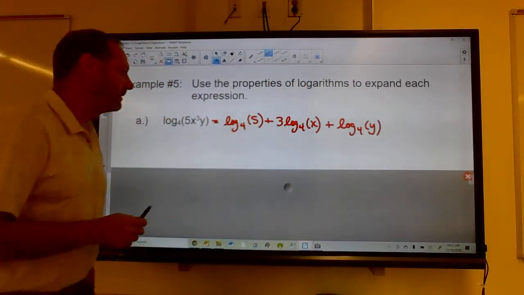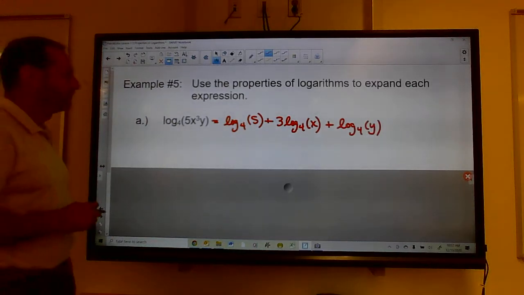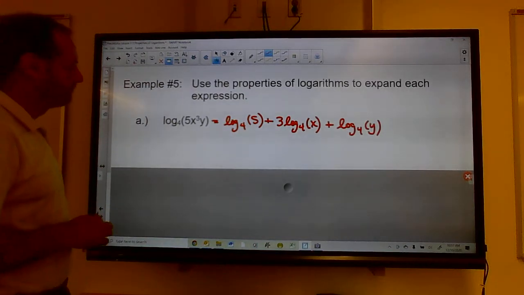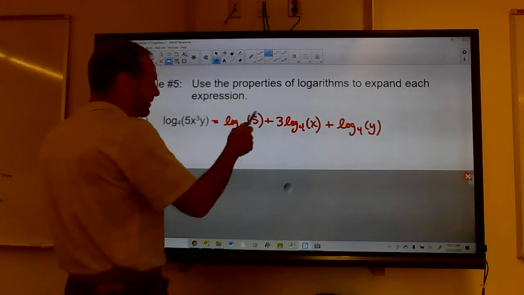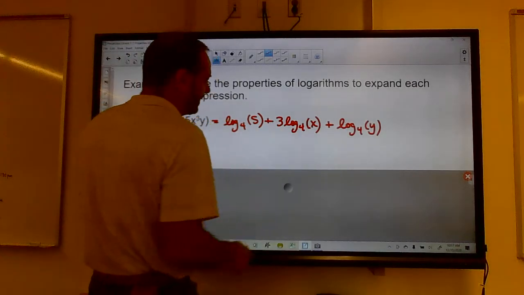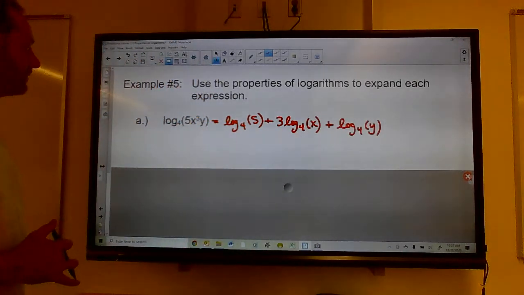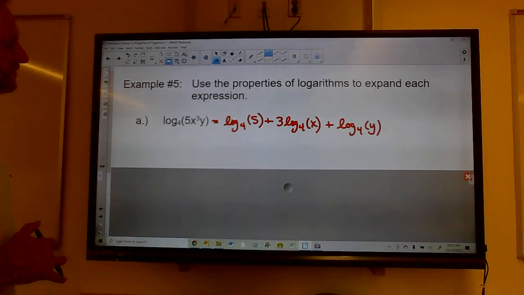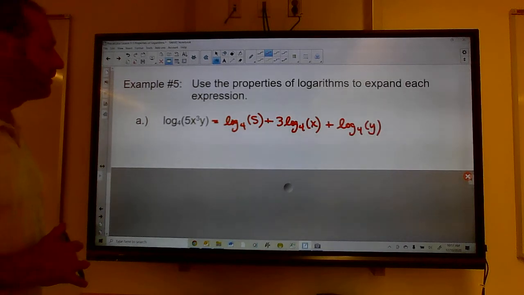So I just used all my properties here. My multiplication property, my product property, and my exponent property. So I've expanded this as far as it can go. It won't go any further.